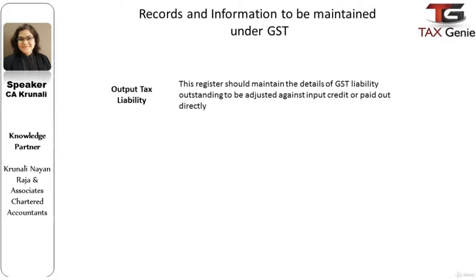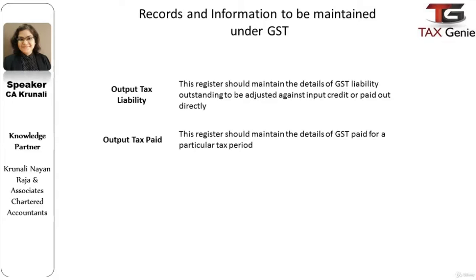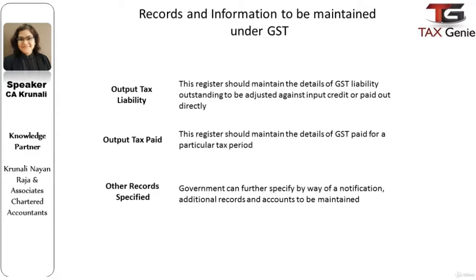Another important detail to be maintained is the details of output tax liability. In this, details like the GST liability outstanding that needs to be adjusted against the input credit or against the actual cash paid should be maintained. Next is the output tax paid detail. In this, the register should maintain the details of GST paid for a particular tax period. And lastly, any other accounts specified by the government by way of a notification. In such cases, these accounts need to be maintained by the registered dealers.